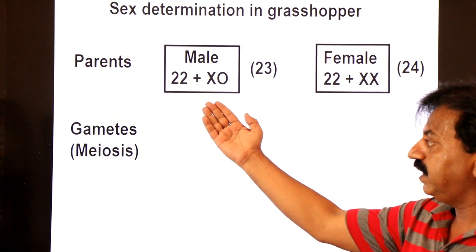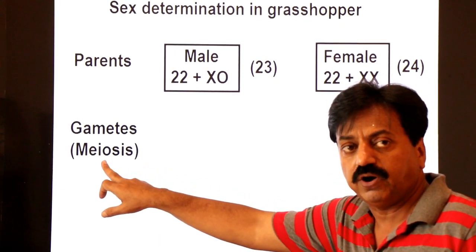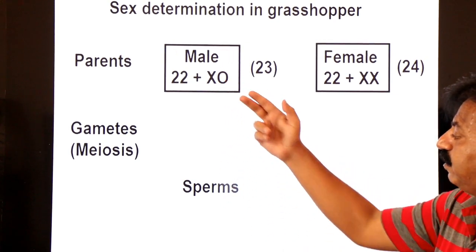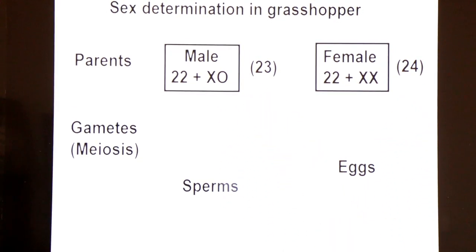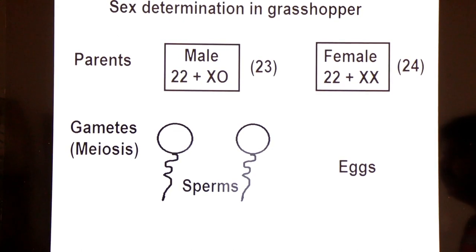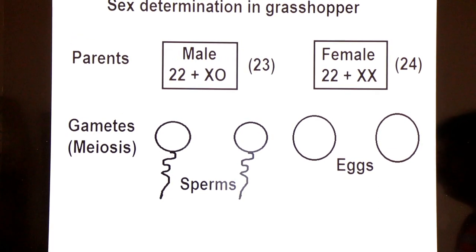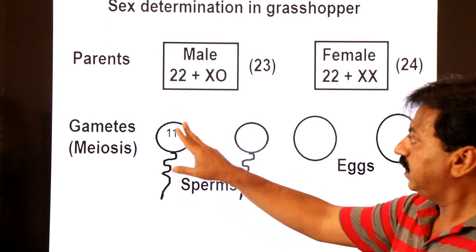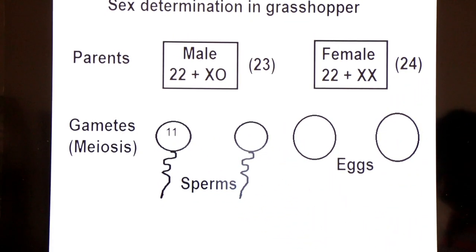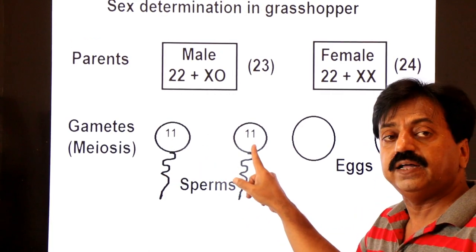Now gametes. In case of male, there is the process of spermatogenesis. In case of female, there is the process of oogenesis, and meiosis is the important part that reduces the diploid number into haploid number. Now, sperms are produced by male grasshopper and eggs are produced by female grasshopper. Look at the sperms. Now look at the first sperm, meiosis. As you know, there are 22 autosomes, 11 go to this sperm and the remaining 11 go to this sperm. Now the autosomes are halved.